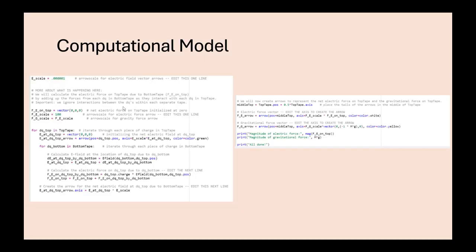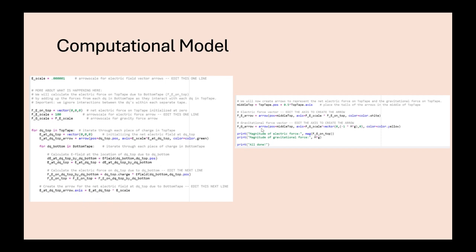Okay, and then we figured out the change in charge in the top tape and the change in charge in the bottom tape. We calculated the electric field and electric force by just plugging in values, and then we multiplied the electric force by our electric scale to get the arrow.